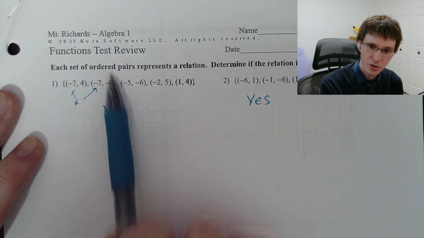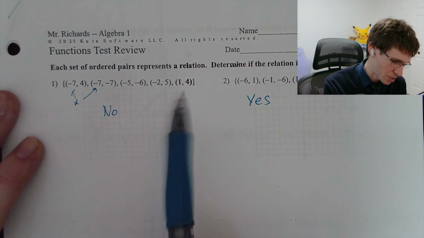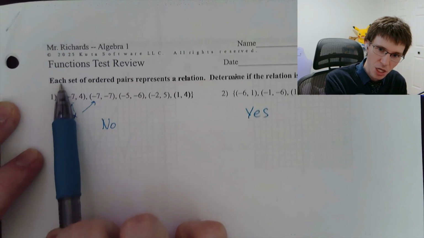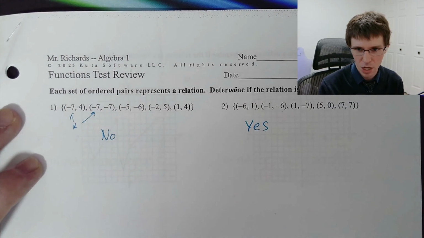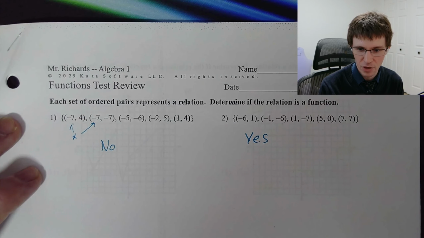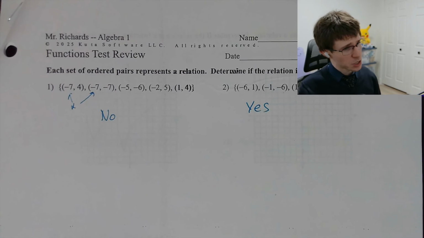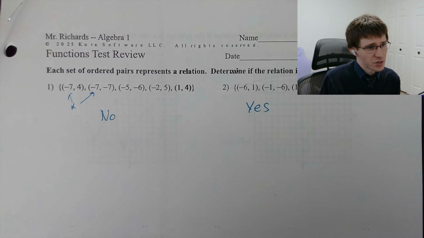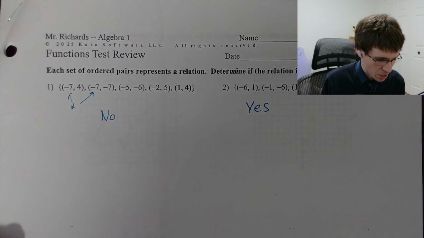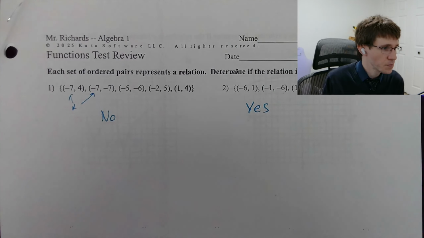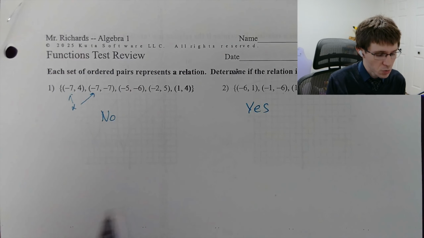We're doing the functions test review, guys. How's it going? What's going to happen here on these questions, it says each set of ordered pairs represents a relation. Determine if the relation is a function. So on all these questions you only have to answer yes or no. On these yes or no questions, you got a 50-50 chance of just getting it right. You just got to answer one of the two. So at least take a guess.